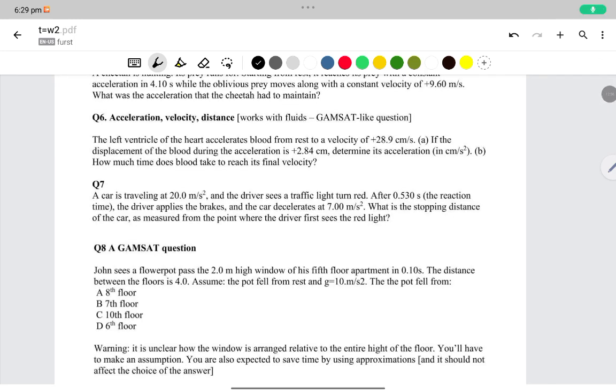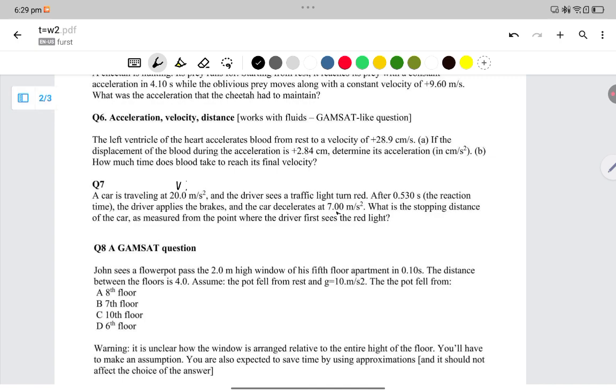Okay, next one. A car is traveling at 20 meters per second, and the driver sees a traffic light turn red. After 0.53 seconds, the reaction time, the driver applies the brakes, and the car decelerates at 7 meters per second squared. What's the stopping distance of the car, measured from the point where the driver first sees the red light? Okay, so you can imagine the driver sees the red light. It takes him about half a second to react, and then he slams the brakes. We've got the initial velocity at 20 meters per second. We've also got the acceleration at 7 meters per second squared.